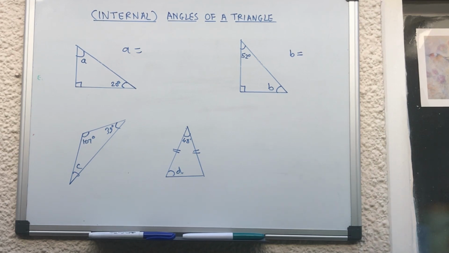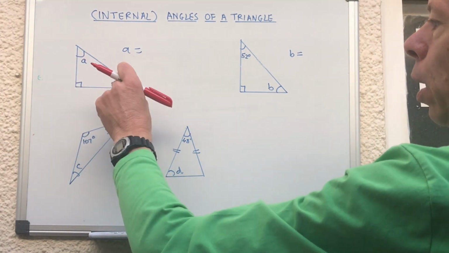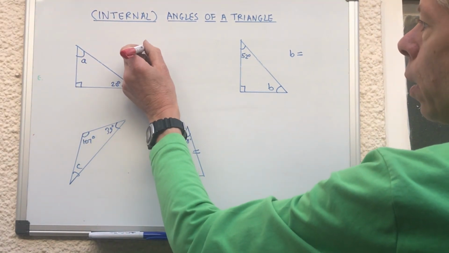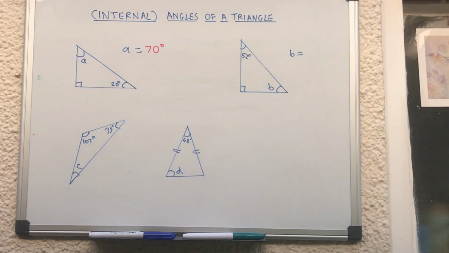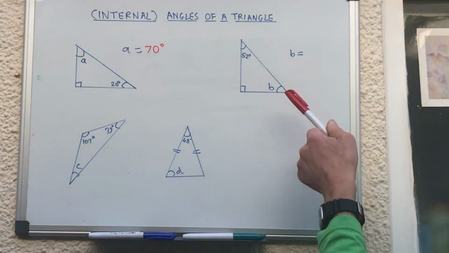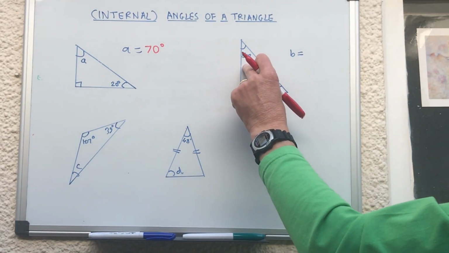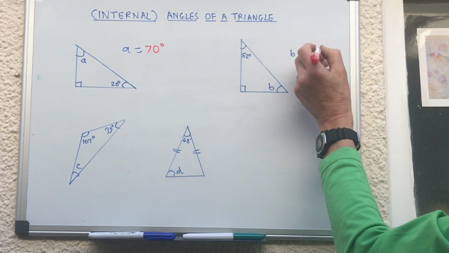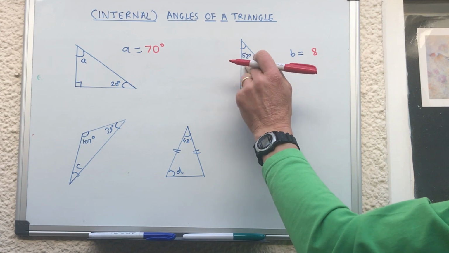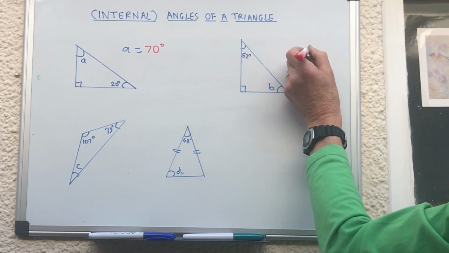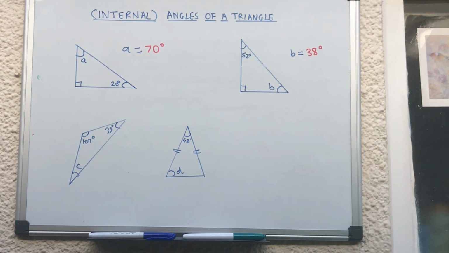Okay, so the first one, using our little trick, if that's 90, those two add up to 90. So 2 plus 7 is 9, so that must be 70 degrees. So A is 70 degrees. Right, so working out B, again using our trick, that's 90, so those two got to add up to 90. So add an 8, which will make 60, so we need another 30 to make 38. So B equals 38 degrees.